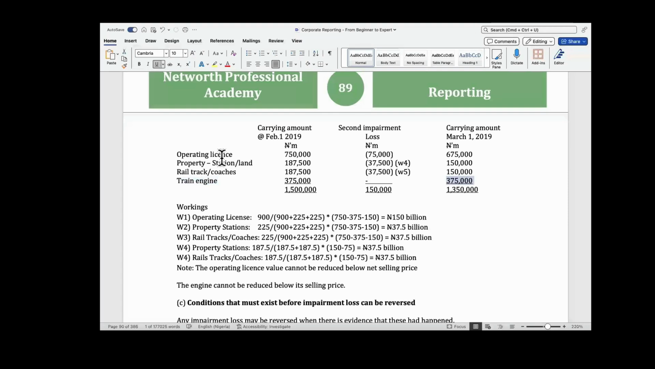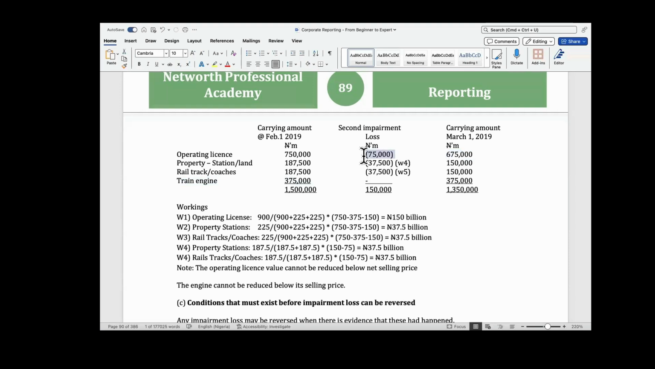Secondly, this license of 750, they already told us that somebody is ready to buy it for 675. That means the new value in your book should be this, the recoverable amount. So just get the difference, 750 minus the 675.